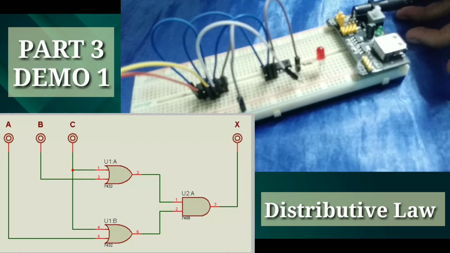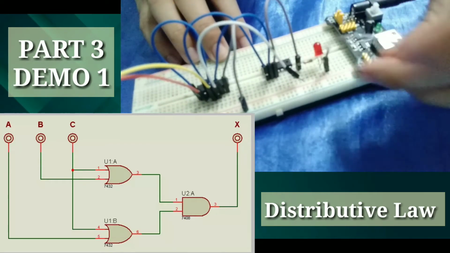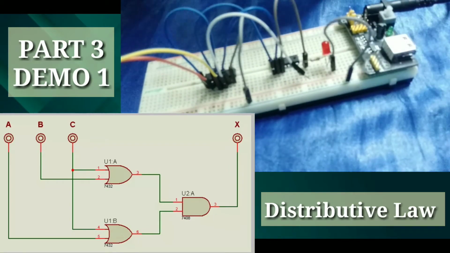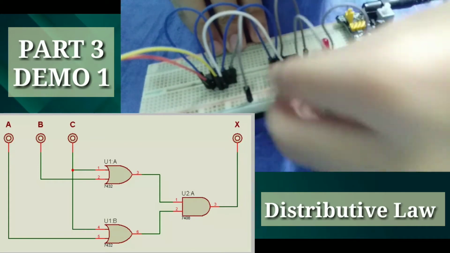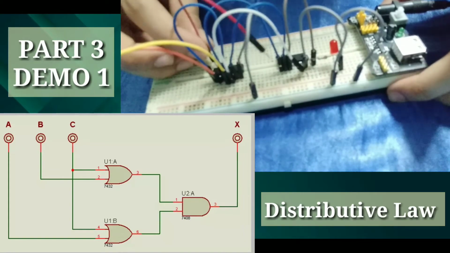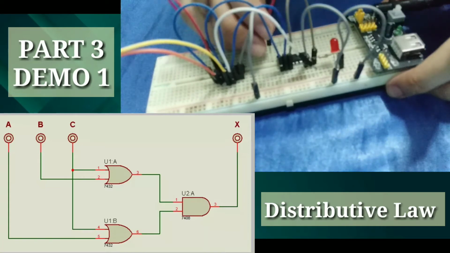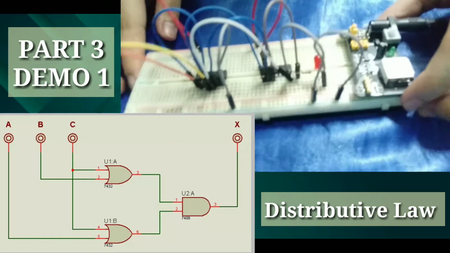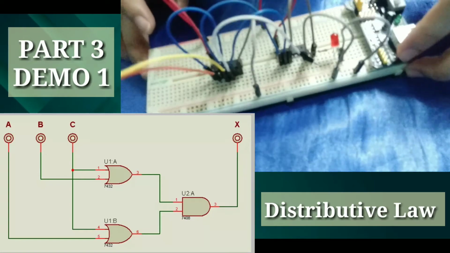And now, let's ground all of our components. Don't forget to ground the LED. Don't forget to ground the 7th pin of the 7408. It's really important so that our connection will be correct and appropriate. And of course, do not forget our VCC connection for both of the integrated circuits. It is important so that the voltage supply will be regulated all throughout the circuit. So for our part 3, the distributive law, this will be our circuit.